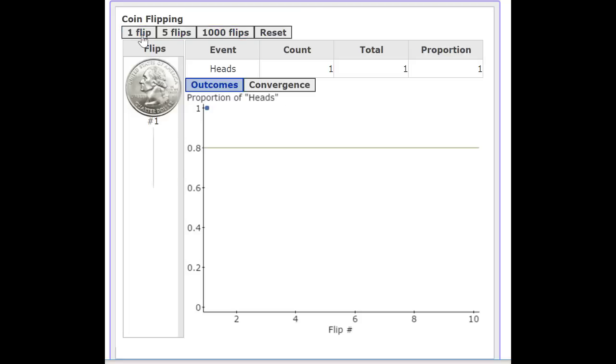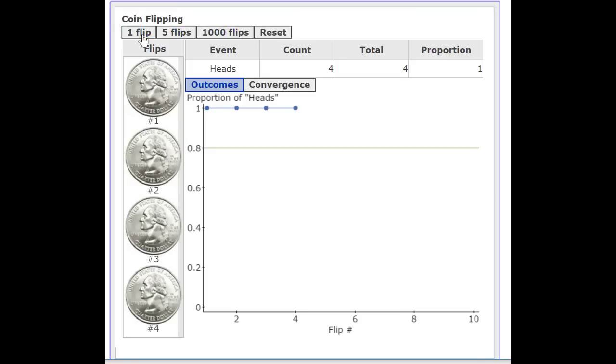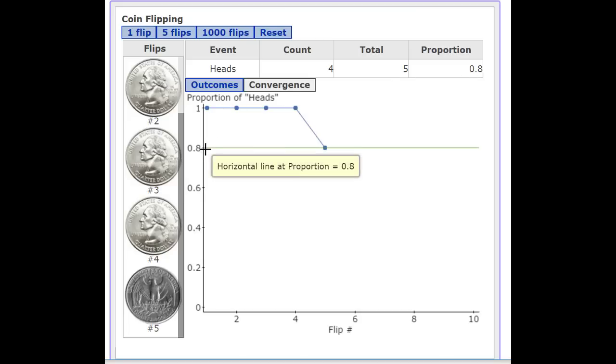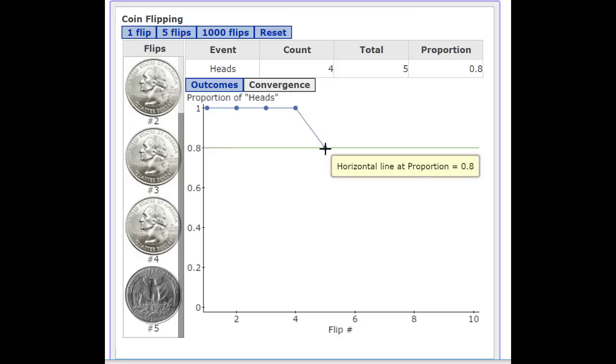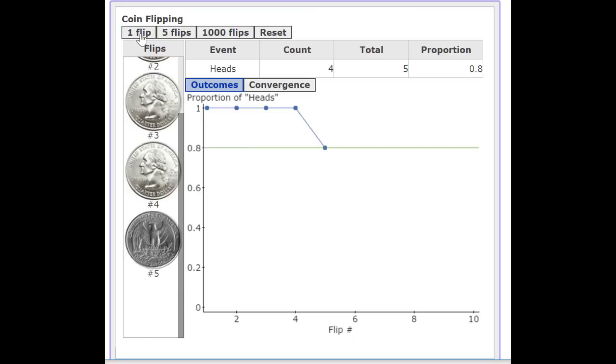So we do it again. Oh, we got heads again. So that's 2 out of 2. So right now we still think it's 100%. Do it again. Do it again. Finally we got a tails. So at this point we flipped it 5 times, and 4 out of those 5 times resulted in heads, which is 80%. And we know that that's the real answer. So one might argue, let's just stop there. We got to the real answer. But remember, we're pretending we don't know the real answer. So you just won't know to stop there because you don't know what the real answer is. So you're just going to keep flipping away, flipping away.